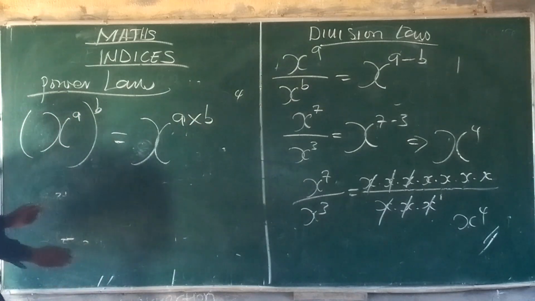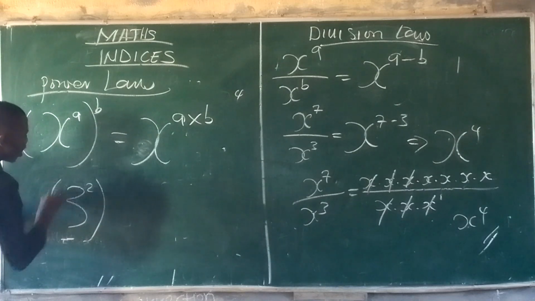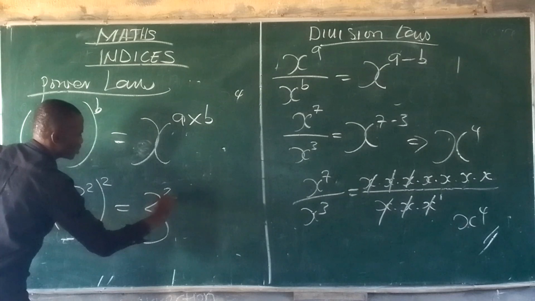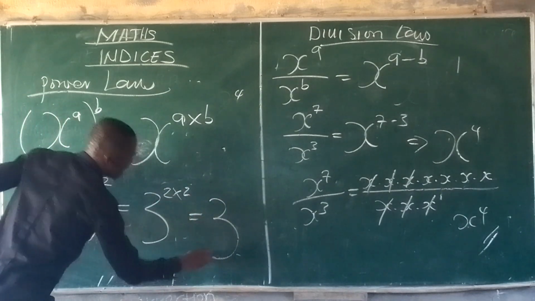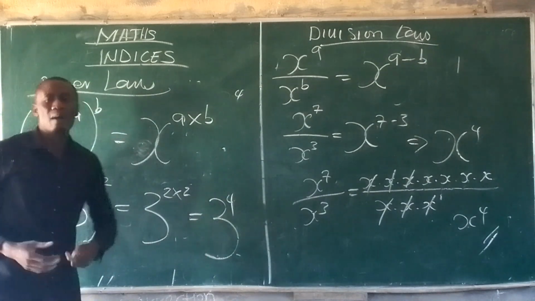So what that means is that when I have 3 raised to the power of 2, all in bracket, raised to the power of 2, this means 3 raised to the power of 2 times 2. That is going to give me 3 raised to the power of 4. So this is all on the power law.